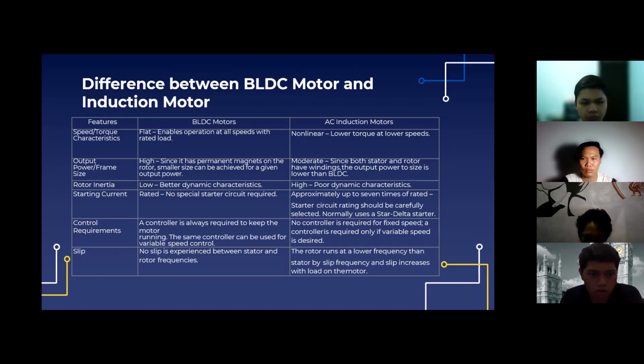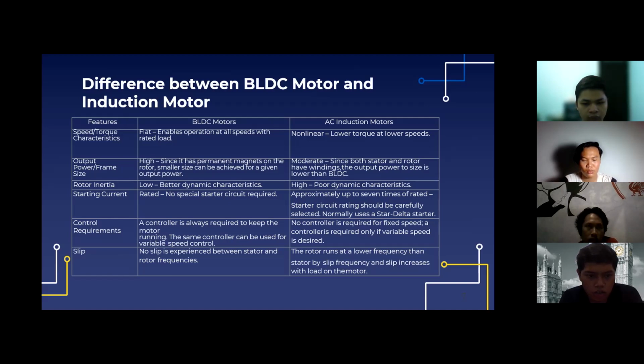Output power or frame size on the PLDC motor is high. Since it has permanent magnets on the rotor, smaller size can be achieved for a given output power. But on the AC induction motor it is moderate, since both the stator and rotor have windings, the output power to size is lower than PLDC.